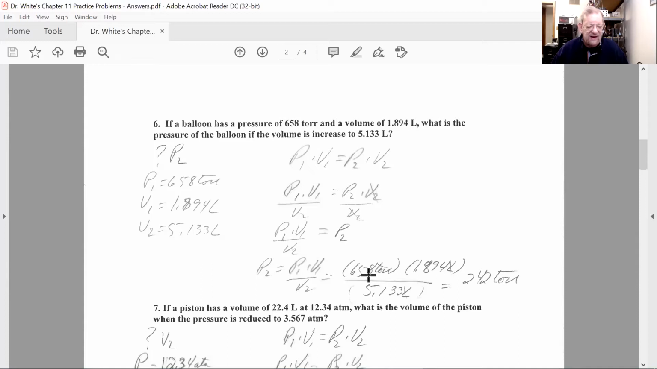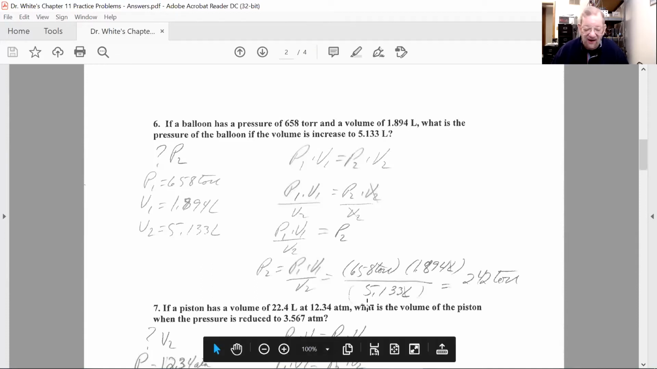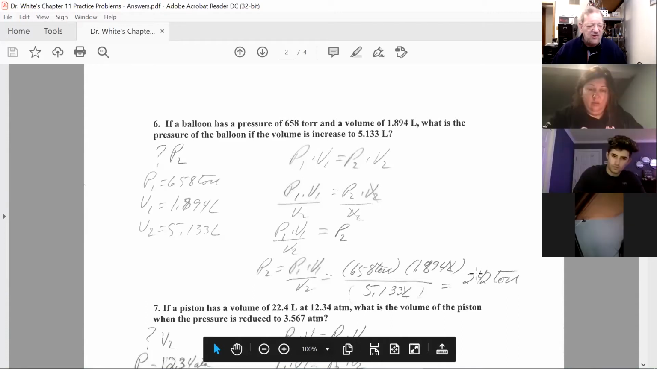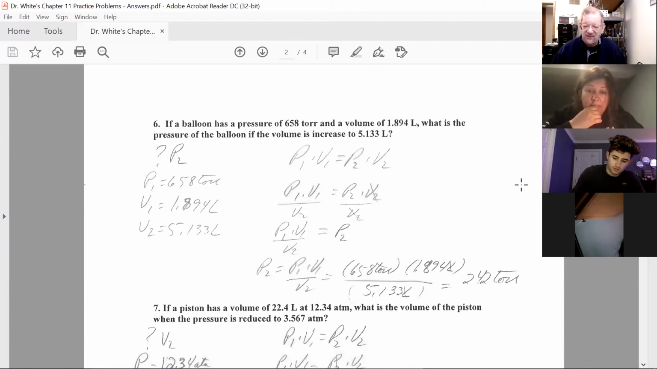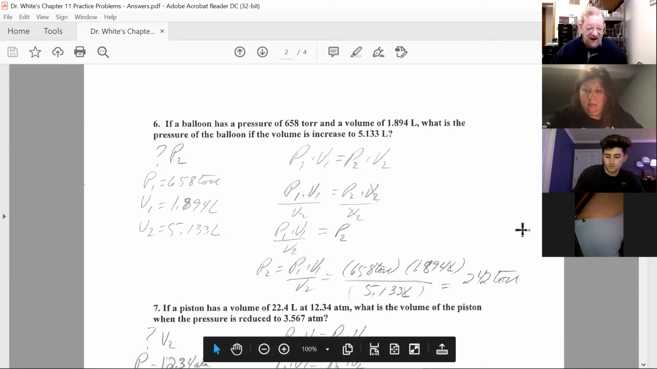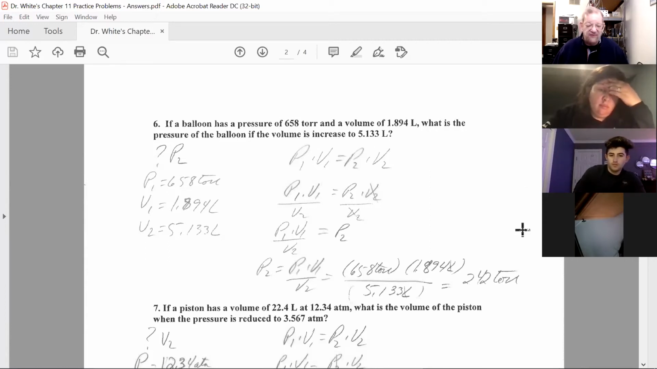Now, you might have done it, but I'm going to make you work today. Look at number 7. Can you all read that at the bottom of the screen? If a piston has a volume of 22.4 liters at 12.34 atmospheres, what is the volume of the piston when the pressure is reduced to 3.567 atmospheres? Your turn. Why don't you try that?